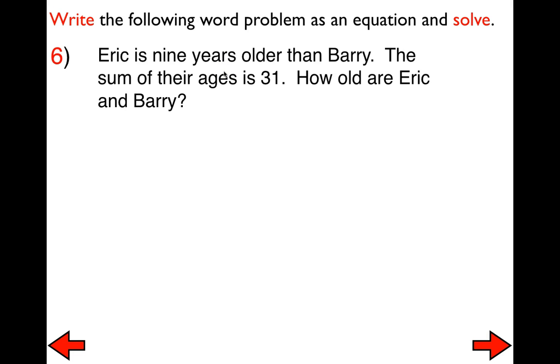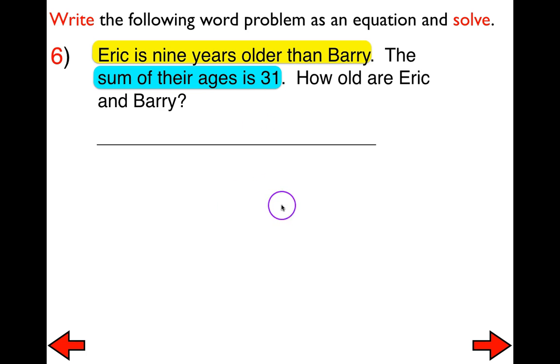Okay, so moving on to number 6. Here it says Eric is 9 years older than Barry. The sum of their ages is 31. How old are Eric and Barry? So again, the first thing that I want to do is highlight the information that I find to be important. First of all, Eric is older, and he's 9 years older to be exact. And the sum of their ages, meaning when I add their two ages together, it should be 31.